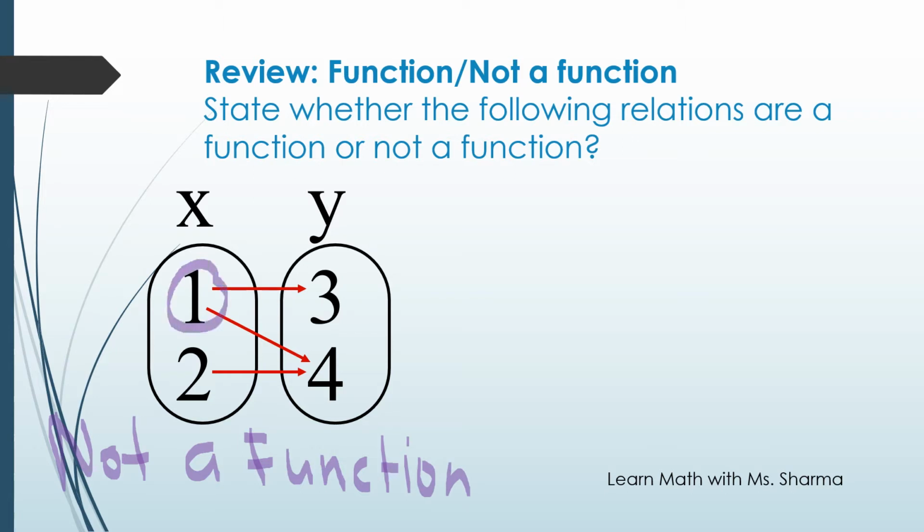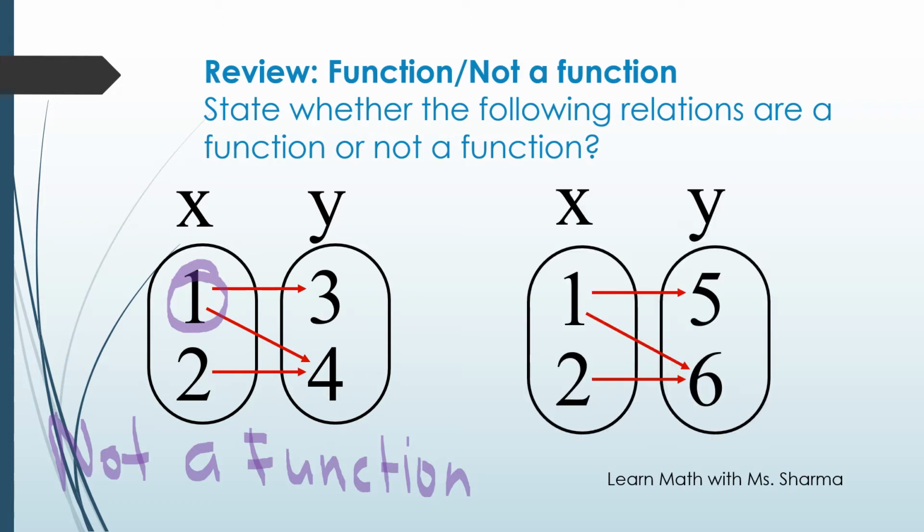The domain value x equals 1 is repeated. It goes to 2 y values. Next example, 1 maps onto 5 and 1 maps onto 6. 2 maps onto 6, the same situation. This is not a function because the domain is repeated. Domain equals 1 is repeated, goes to 2 y values. Not a function.